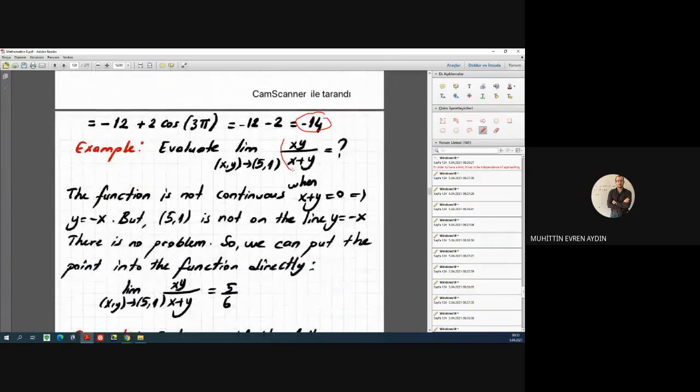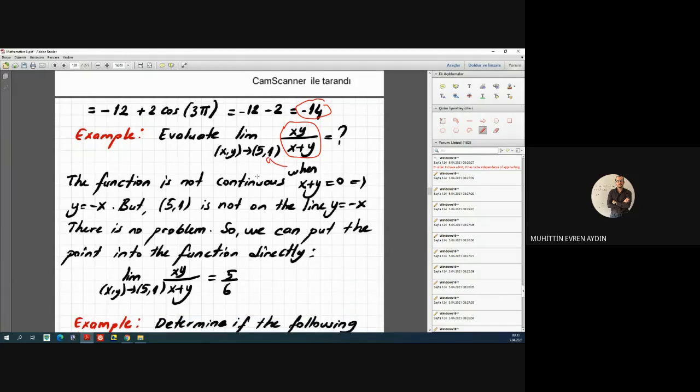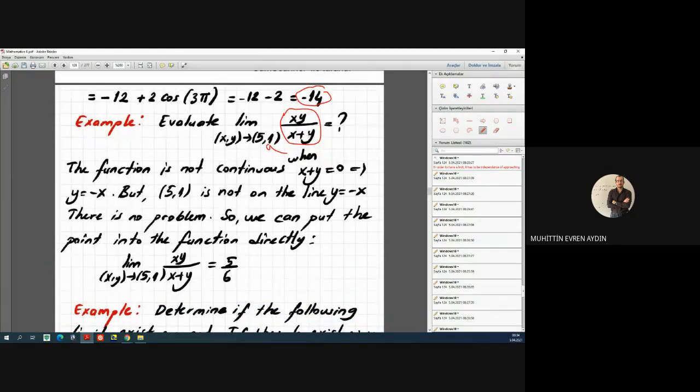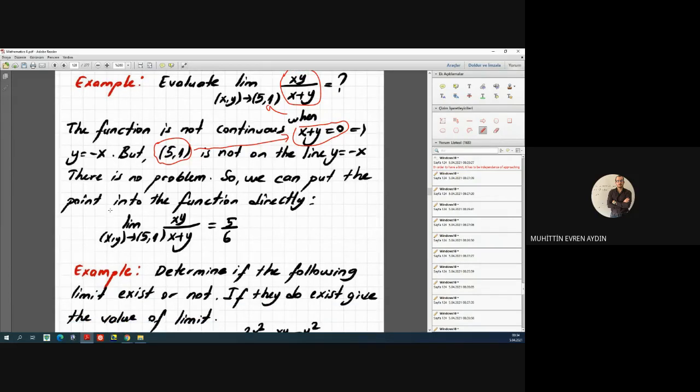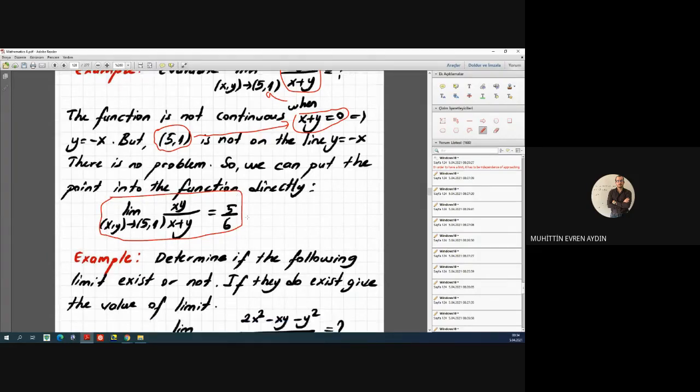Another example, a rational function, which is continuous at this point. This function is not continuous when this equality is satisfied. But the point doesn't satisfy this equation, which means that the function is continuous at that point. And the limit exists, 5/6.